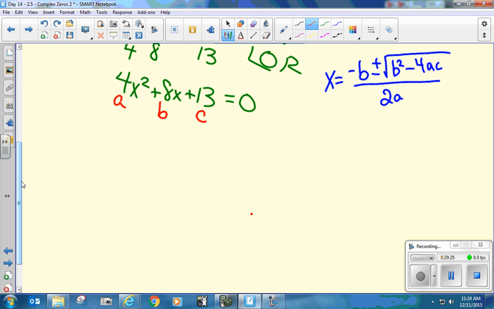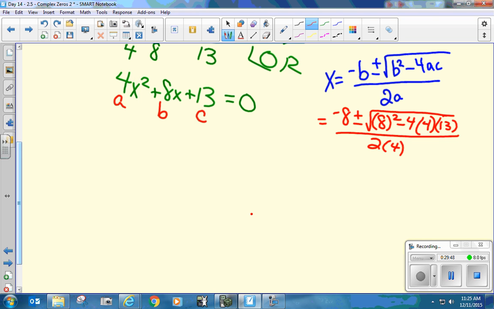So I have a negative b. B is 8, but I have to negate my 8. Plus or minus the square root of 8 squared minus 4 times a, which is 4, times c, which is 13, all over 2 times 4. Now, let's clean this up.